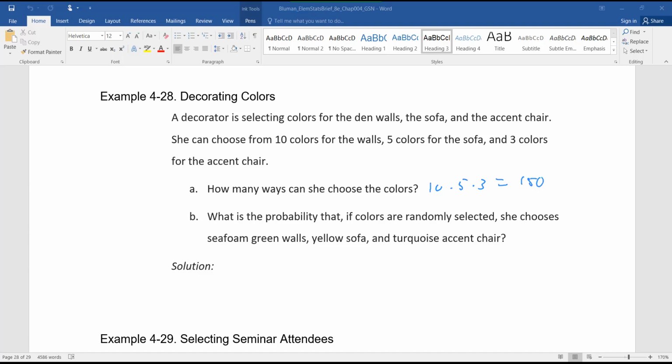Part B says, what's the probability that if colors are randomly selected, she chooses a seafoam green wall, a sofa, and a turquoise chair? You're not my decorator. All right, so we have to find the probability that only one color is chosen here, one color is chosen here, and one color is chosen here.